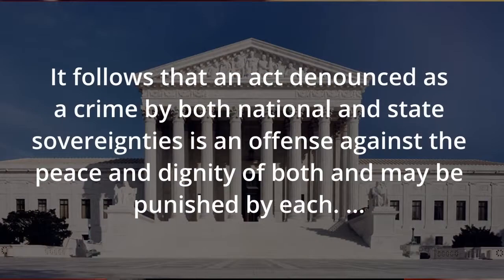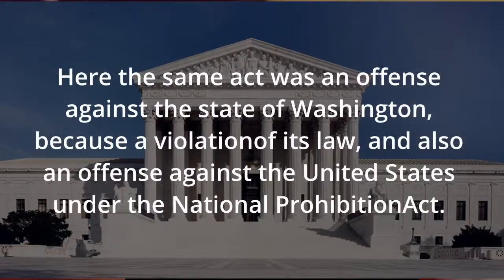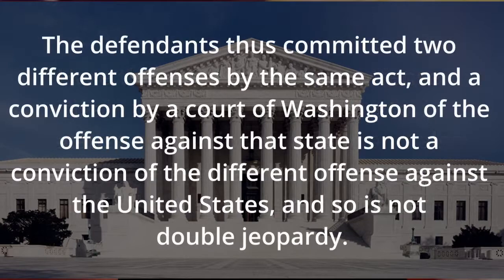It follows that an act denounced as a crime by both national and state sovereignties is an offense against the peace and dignity of both and may be punished by each. Here, the same act was an offense against the state of Washington because of violation of its law and also an offense against the United States under the National Prohibition Act. The defendants thus committed two different offenses by the same act, and a conviction by a court of Washington of the offense against the state is not a conviction of the different offense against the United States, and so is not double jeopardy.